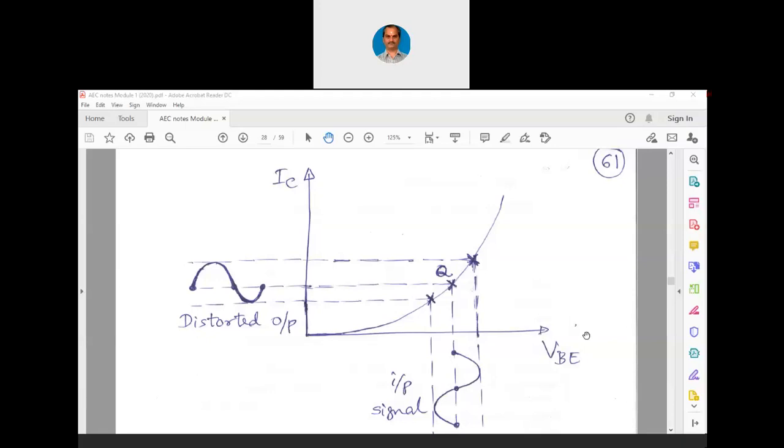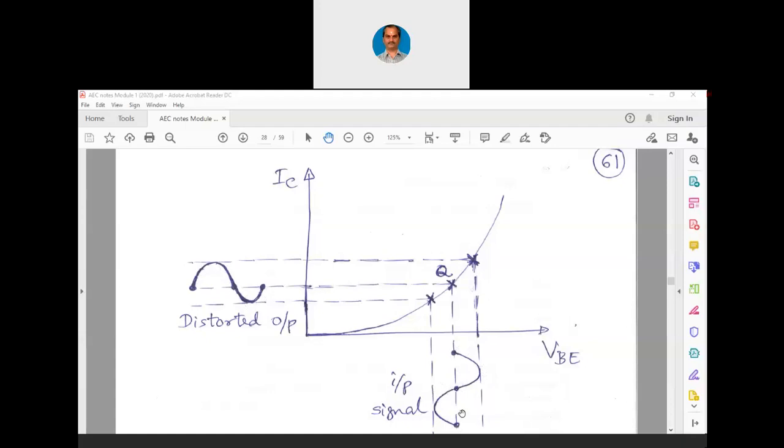So now let me come back. What is basically meant by small signal operation? Now look at this curve. You can see that the shape of the output is not the same as the shape of the input. The input signal has exactly 50% positive cycle and negative cycle, whereas at the output you will see that the positive cycle is slightly larger than the negative cycle.